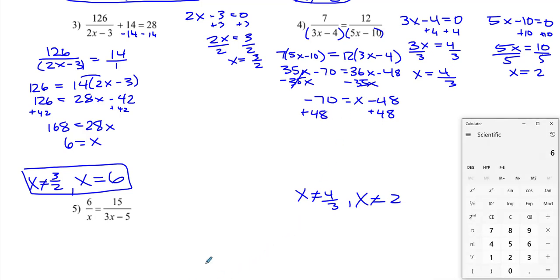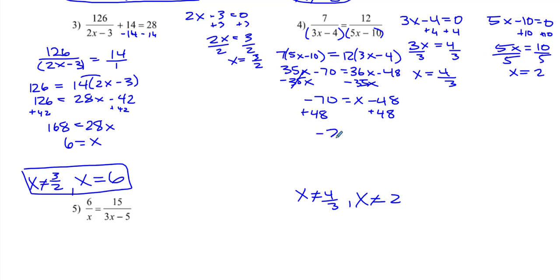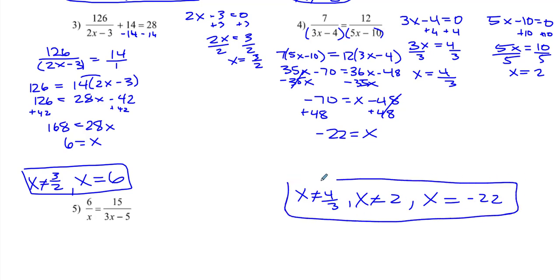Let's do 48 minus 70. Negative 22. So x is equal to negative 22. So this one has more answers.